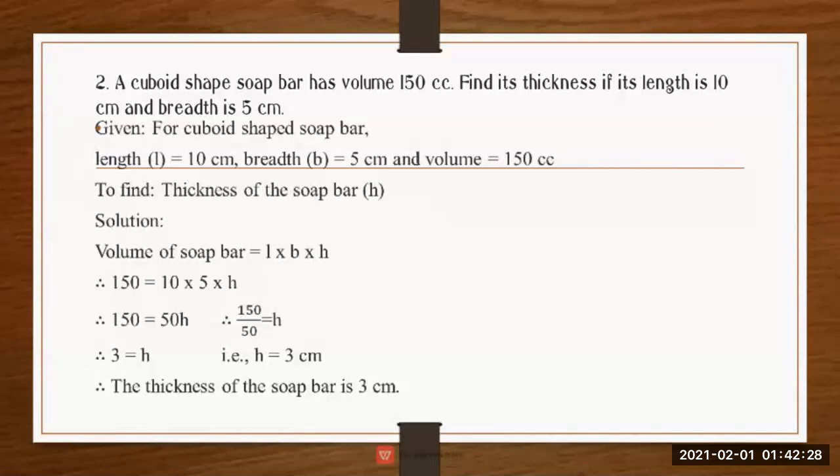See, in our first question, length, breadth and height were all given. But in the second question, volume, length and breadth are given. So you have to find out the height of the cuboid. Now you can see over here.